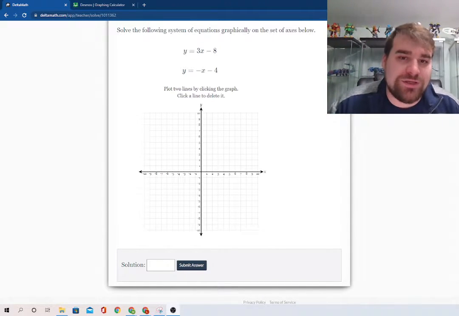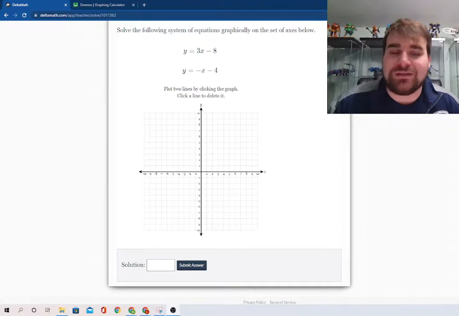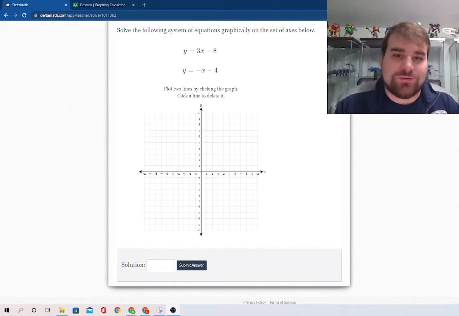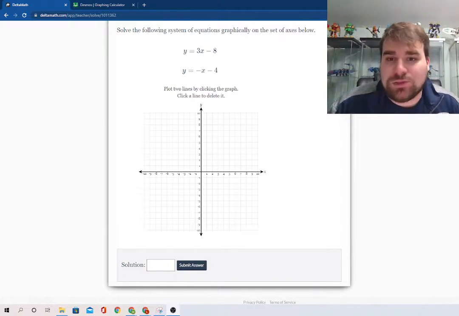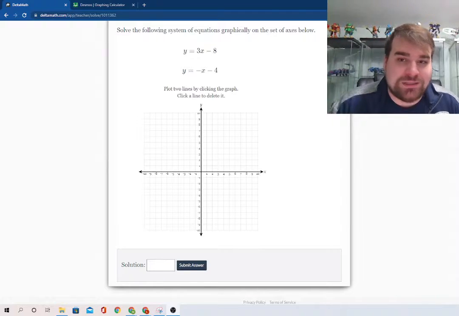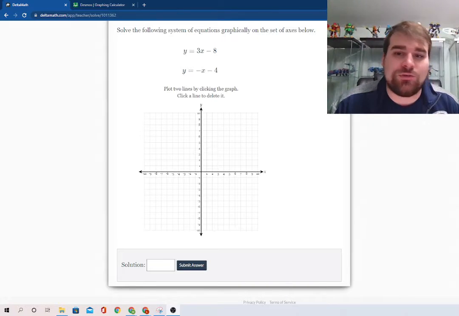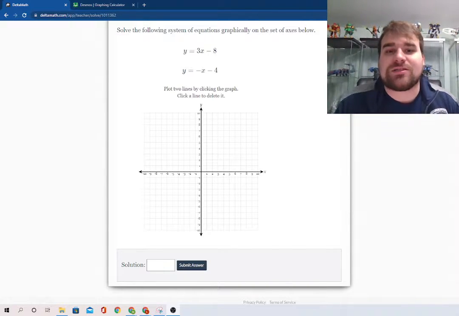Today we're going to be taking a look at this assignment, which is solving linear systems graphically, also known as solving systems of equations via graphing. Now, this problem gives us two equations, both with an x and a y in there, and wants us to graph them and find the solution. Of course, the solution being the x value and the y value that would make the system work effectively, right?